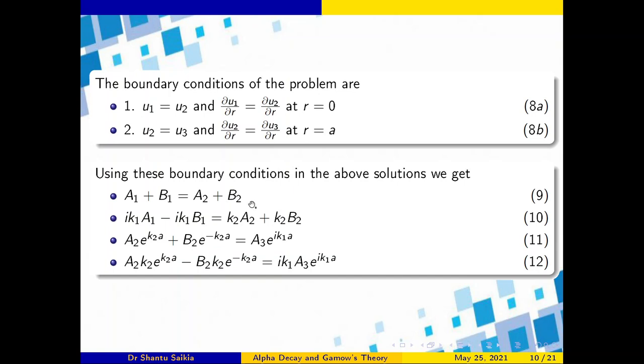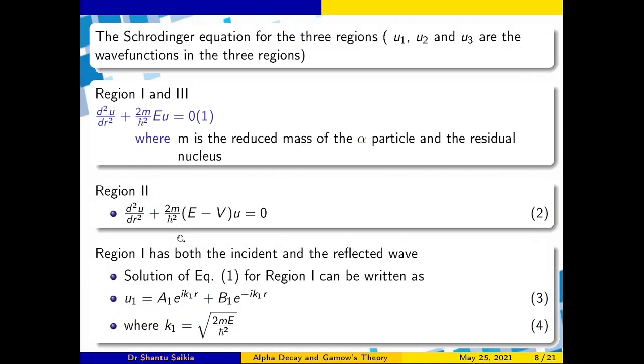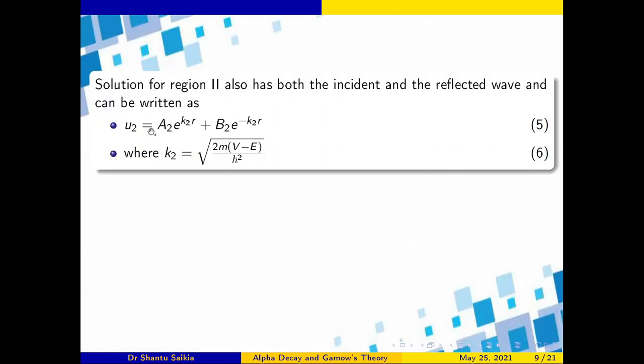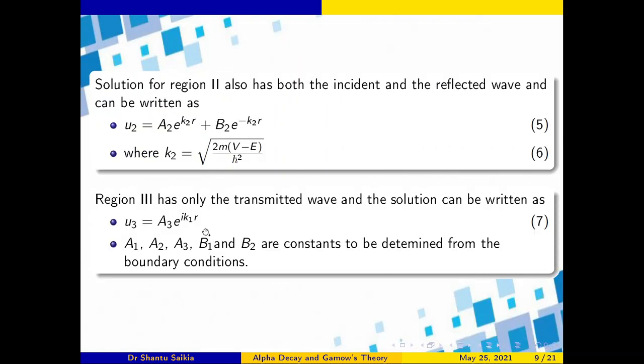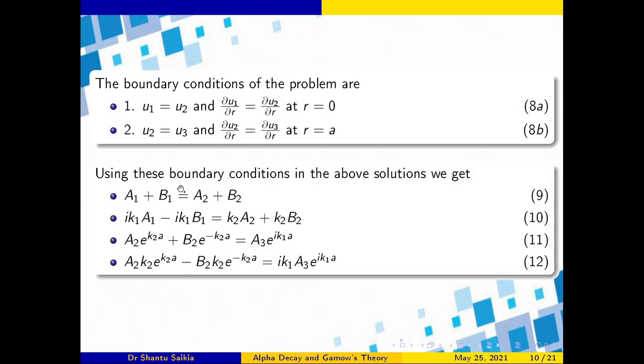These are the results that we get by putting these boundary conditions in these solutions. So this is the first solution we are talking about, U1, then U2, U3. Using these boundary conditions, U1 should be equal to U2 and del U1 del R should be equal to del U2 del R at R equal to 0, and the second boundary condition will end up with a relationship between the constants. So these are the four equations that we get using the boundary conditions.